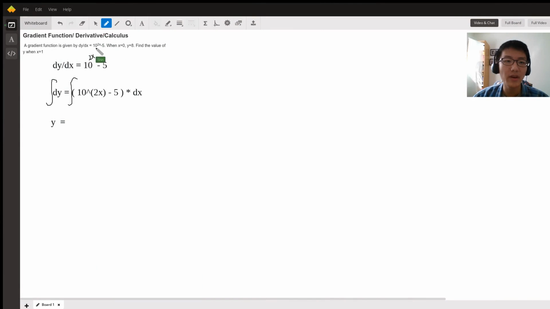In this problem, we're going to solve for y when the derivative of y is equal to 10 to the power of 2x minus 5. When x is equal to 0, y equals 8. We want to know what the value of y is when x equals 1.